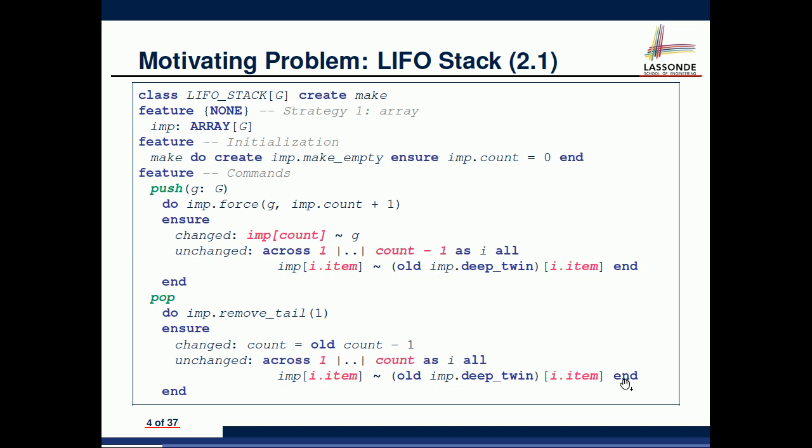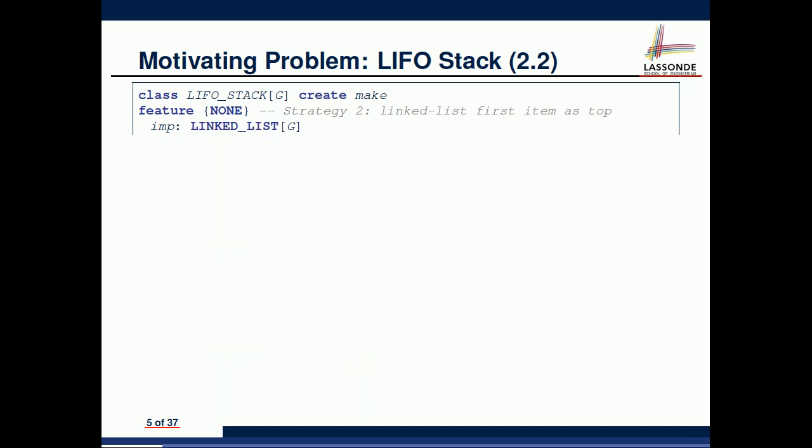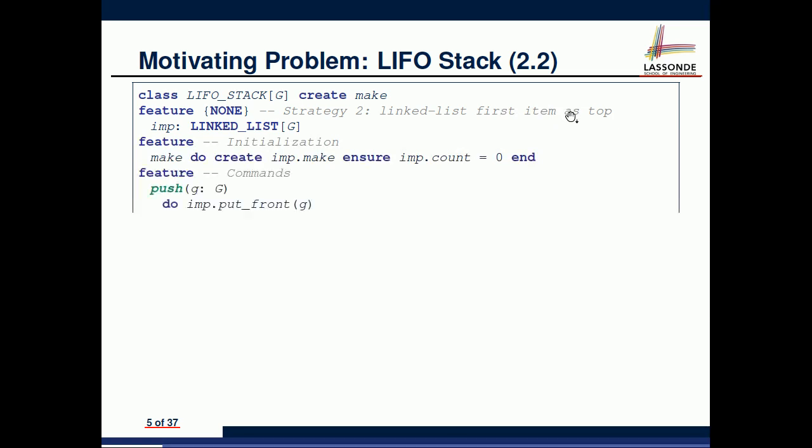Okay? The second strategy was we're going to treat the beginning of the linked list as the top rather than the end. Okay? Let's see that. Okay, we got a linked list over here. You can see the implementation is now different. And also the strategy is different because the first item will be the top. And then for the make, just make an empty list. And also for the push, you can call the put front. And also changed would be very similar. You can say imp.first rather than the last item, right?